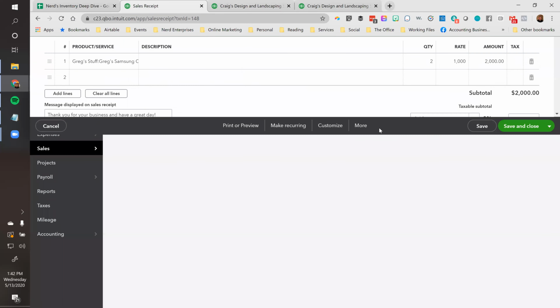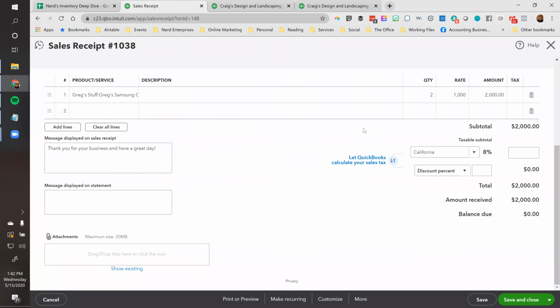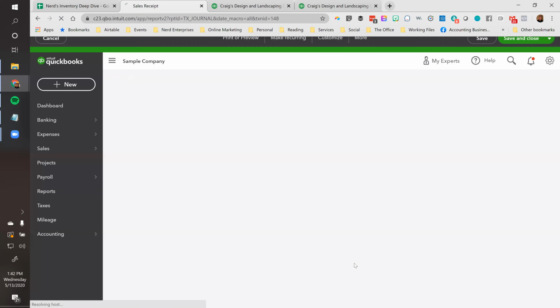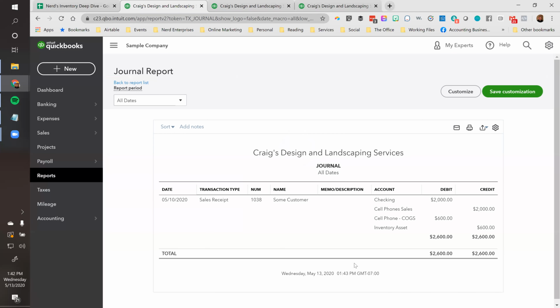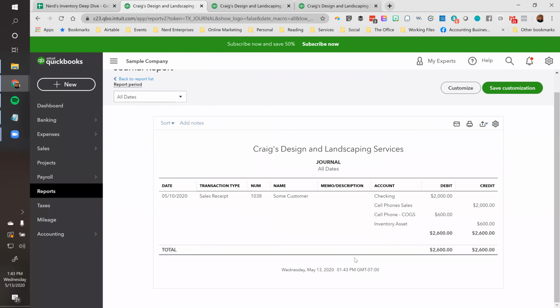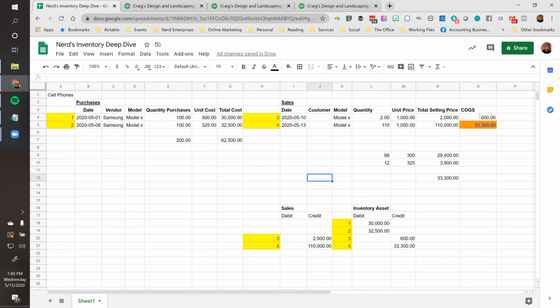Another thing I love to do, especially when I'm just trying to troubleshoot and make sure I understand correctly how things are being calculated, is go back in the original entry, go to more, and look at the transaction journal. That creates a report version of the debits and credits behind the scenes of that transaction, so to speak. So here it is. We debit checking, we credit sales, we debit cost of goods sold, we credit inventory, exactly like I laid it out here.